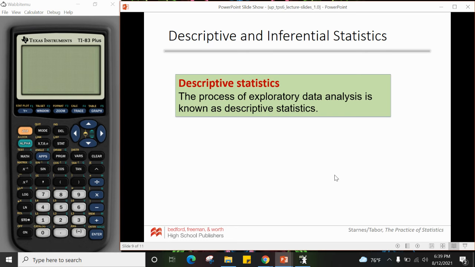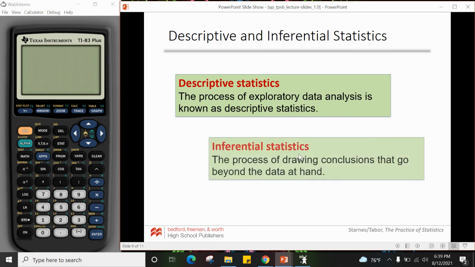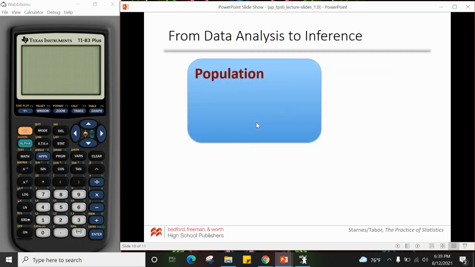So descriptive statistics is kind of in the name. The process of exploring data analysis is known as descriptive statistics. And inferential statistics is a process of drawing conclusions that go beyond the data at hand. And I think there's a picture here that'll maybe help. So you have your population. This would be like everybody out there, but it's really hard to get data on every single individual.